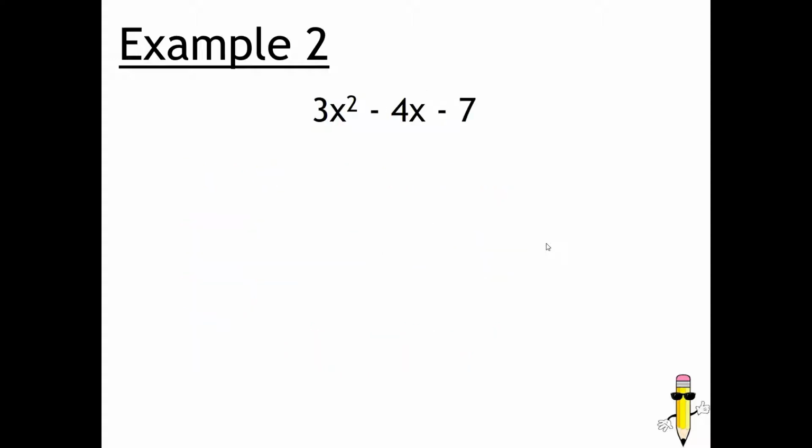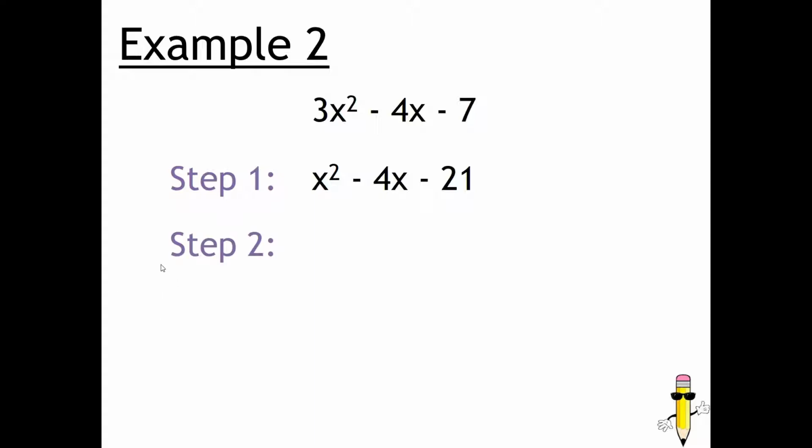Let's go ahead and move to example 2. Example 2 is 3x squared minus 4x plus 7. Again, I'm going to see if I can factor out anything. I don't have anything that can go into 3, 4, 7. So I'm going to move to the first step, which is multiply the leading coefficient by the constant. That gives me x squared minus 4x plus 21, because again, 3 times 7 is 21. And then I'm going to proceed to step 2, which is factor like normal.